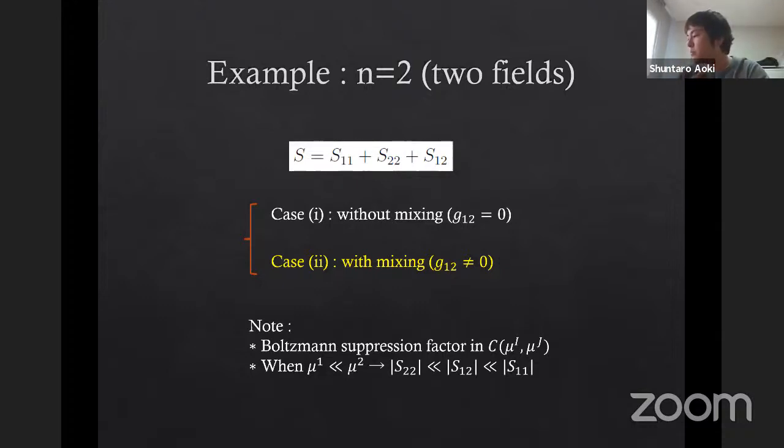Before proceeding, one remark. Each shape function contains the Boltzmann suppression factor in its coefficient C. So for example, when mu_1 is much smaller than mu_2, we get this kind of hierarchical structure in the shape function. So the total shape is governed by the lighter mode, S11 in this case. This is a generic feature of cosmological collider with multiple fields.